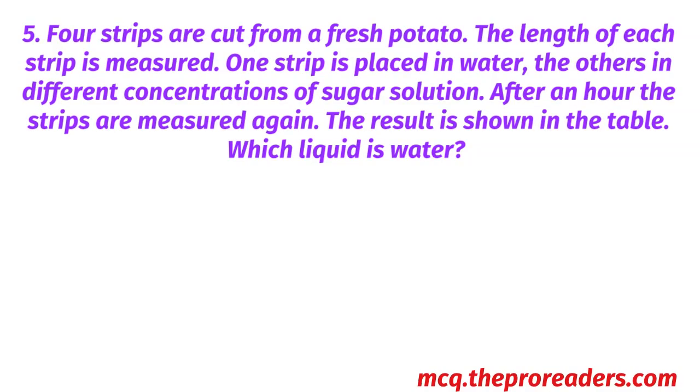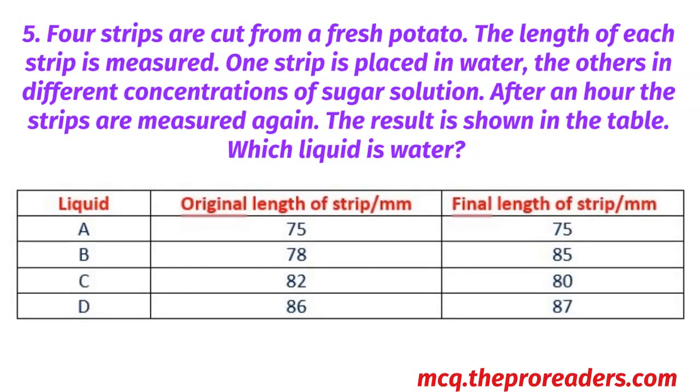Four strips are cut from a fresh potato. The length of each strip is measured. One strip is placed in water, the others in different concentrations of sugar solution. After an hour, the strips are measured again. The result is shown in the table. Which liquid is water? Original length of strip in millimeters, final length of strip in millimeters. 75, 75. 78, 85. 82, 80. 86, 87. Option B, 78, 85 is the correct answer.